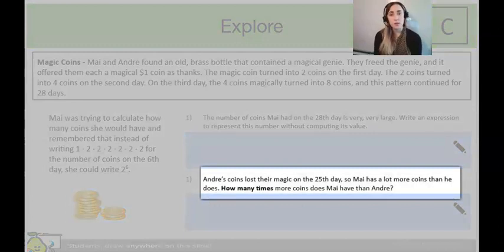And then we have another question on this page, which says, Andre's coins lost their magic on the 25th day. So Mai has a lot more coins than he does. How many times more coins does Mai have than Andre?